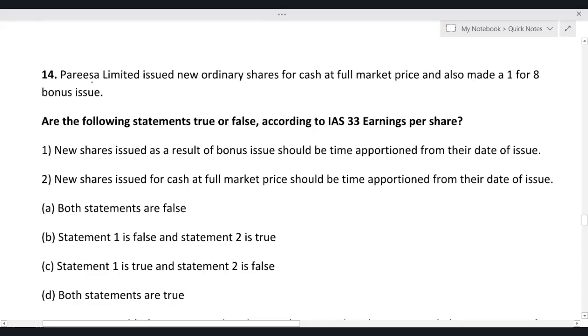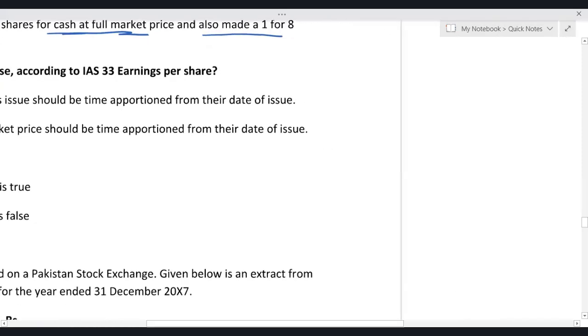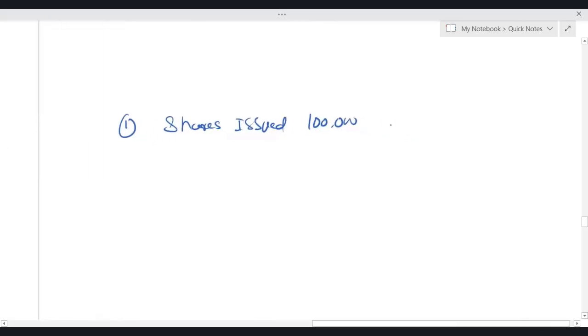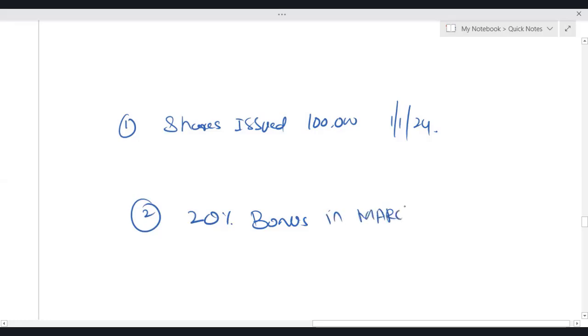Okay, now. Parisa Limited issued new ordinary shares for cash at full market price. Also made a 1 for 8 bonus issue. Now just let me tell you one example. We have shares issued 100,000 on 1/1/24. Second, assuming a 20% bonus issue in March. And let's assume nothing else is there. Only there are two transactions.